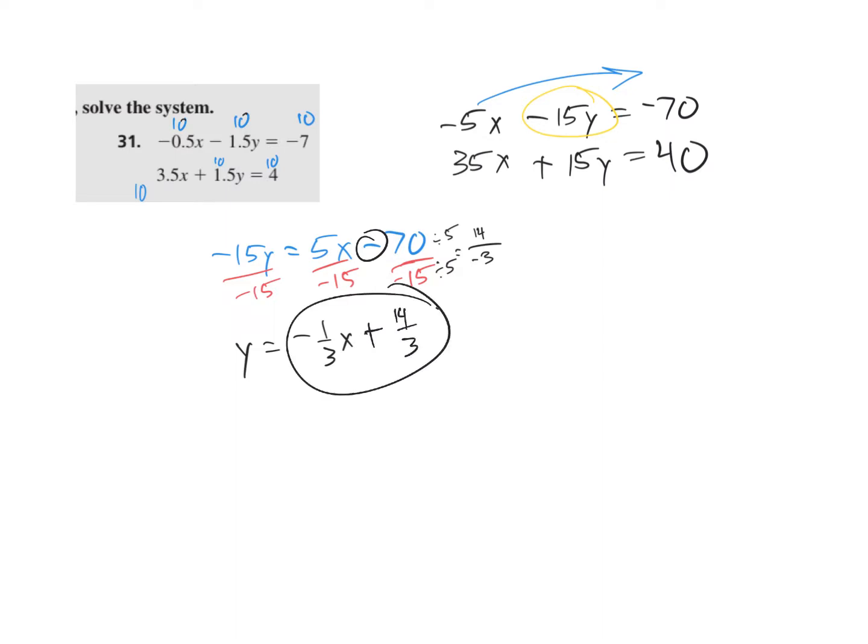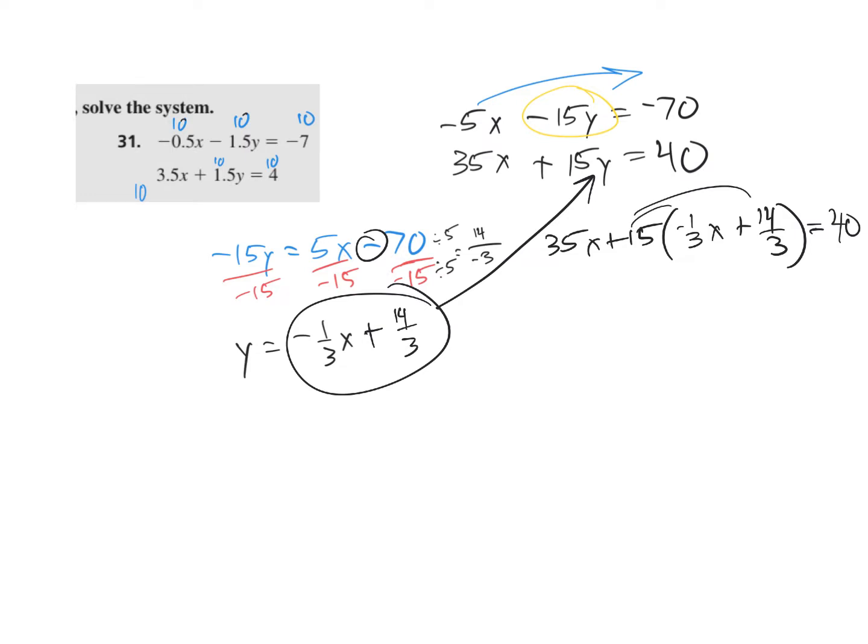Now we can substitute that in for that y. 35x plus 15, and the y is negative 1/3 x plus 14/3 equals 40. So let's distribute this and slow it down. It definitely would have been faster to use elimination. Now we're going to take the 15 times negative 1 over 3x plus the 15 times the 14/3.